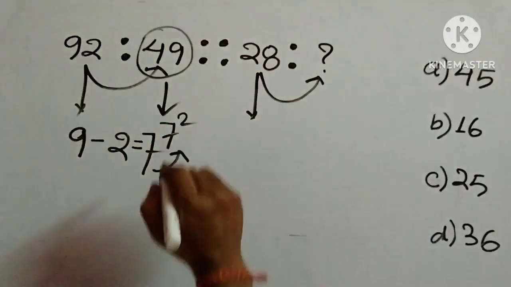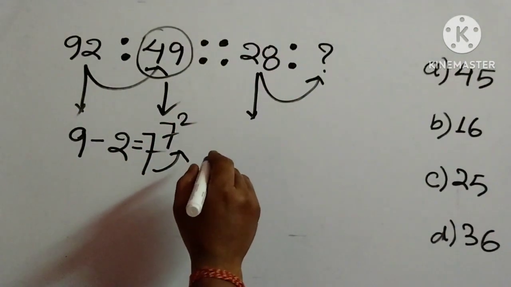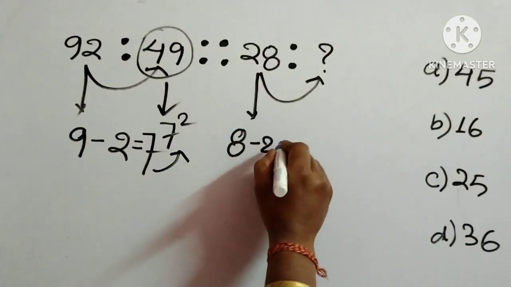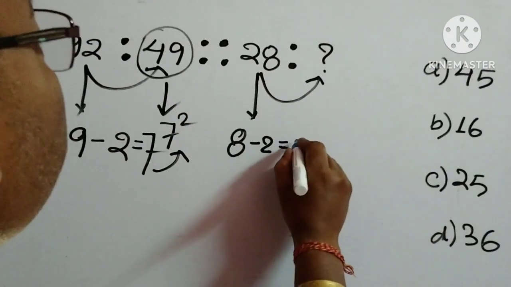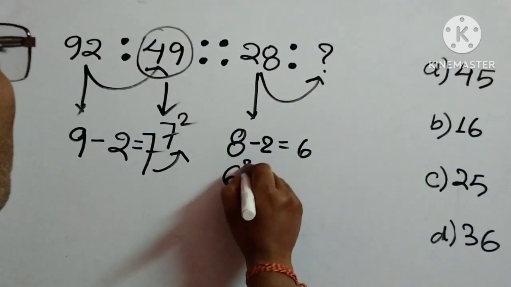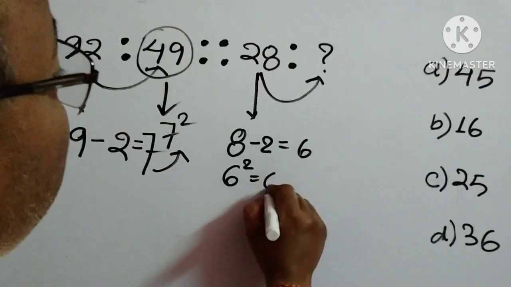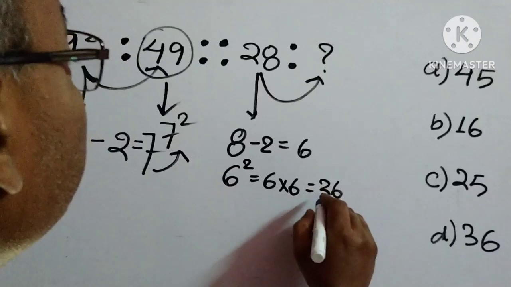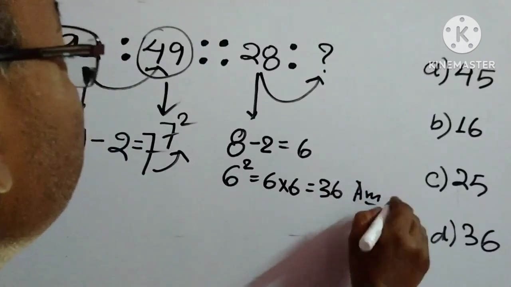So 28 is given. Now what will we do? We will subtract 8 minus 2. So 8 minus 2 is 6. Now what do we have to do? We have to square it. So 6 square means 6 into 6. This is 36. So 36 is the answer.